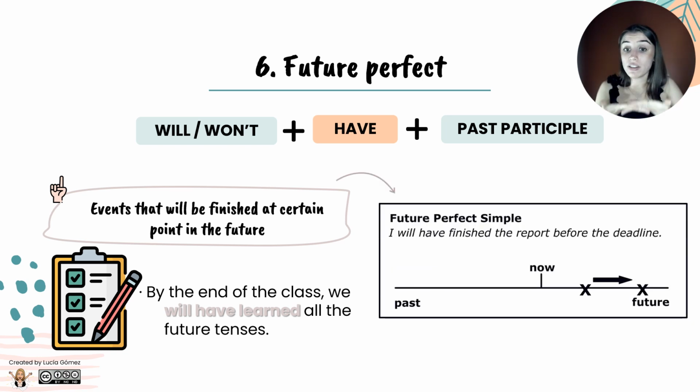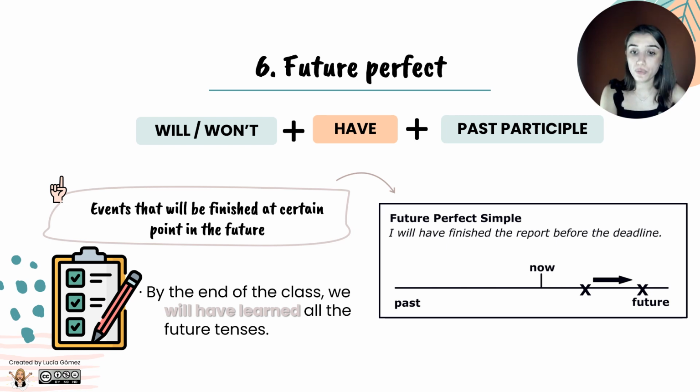For instance, here you have another example. I will have finished the report before the deadline. Es decir, si el deadline es el 20 de, yo qué sé, de junio, ¿vale? Pues para ese momento pondré un check porque habré terminado el report antes de ese día. Es decir, una cosa que para un momento del futuro se habrá cumplimentado, se habrá completado. Okay?